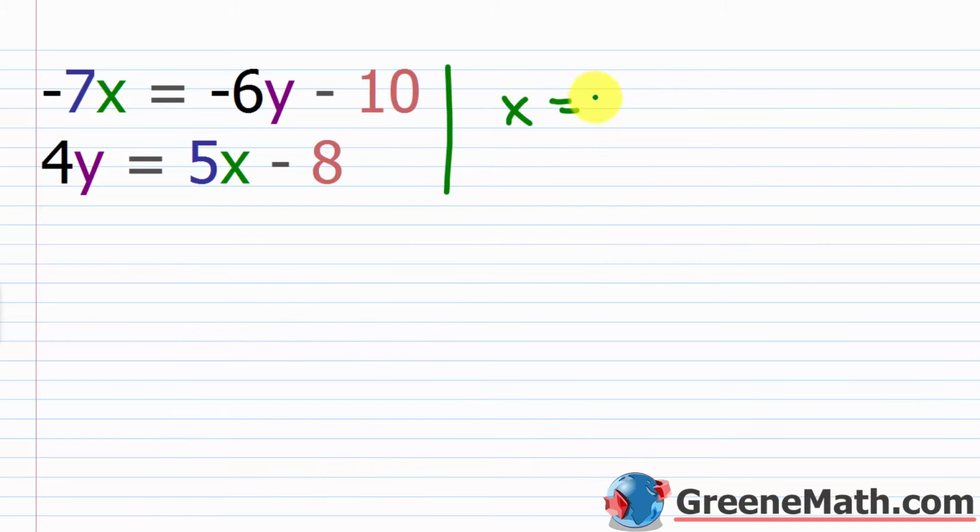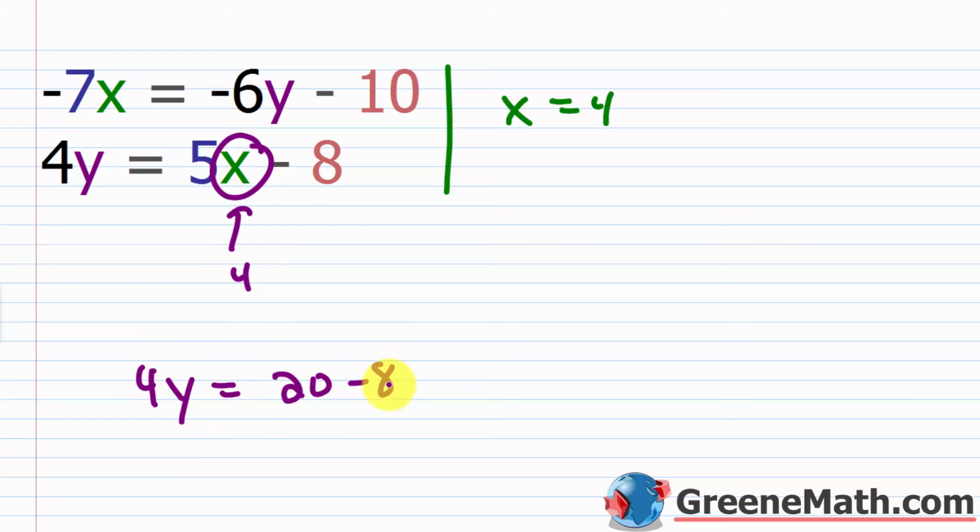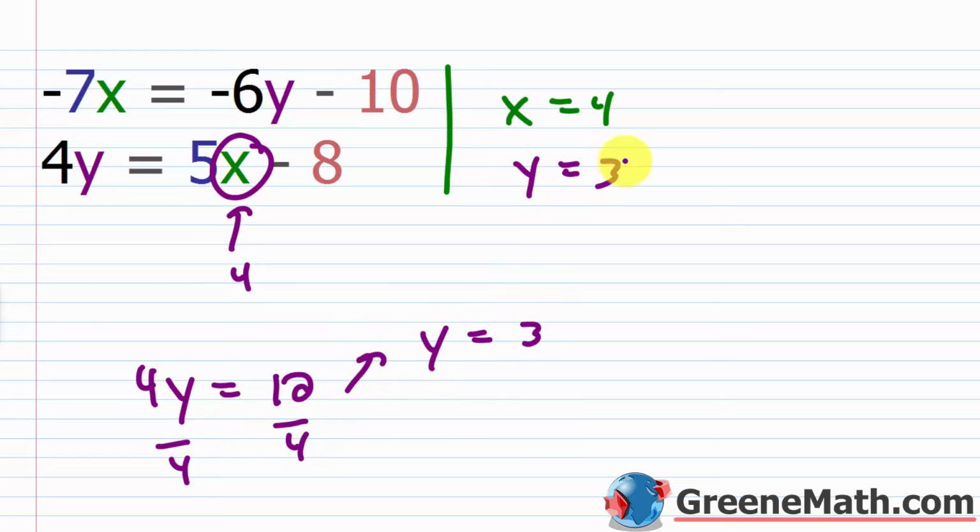So x equals 4. Plug this in for x in one of the original equations. So let's plug that in there, see what we get. 4y is equal to 5 times 4, which is 20, minus 8. 20 minus 8 is 12, right? And we can all see that y is 3, right? Divide both sides by 4. You get that y is equal to 3. So we'll put our solution as (4, 3).